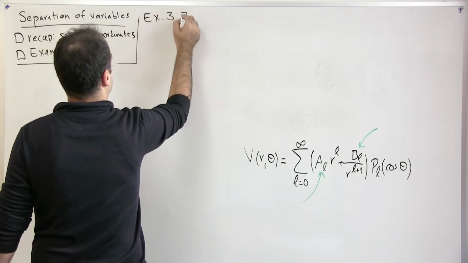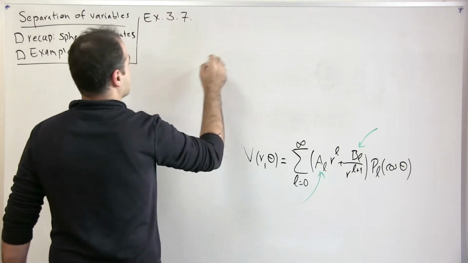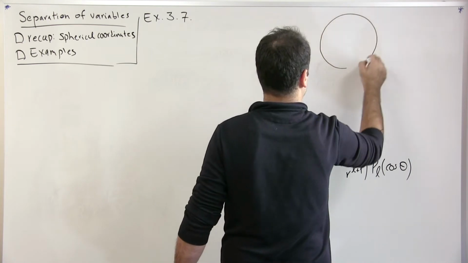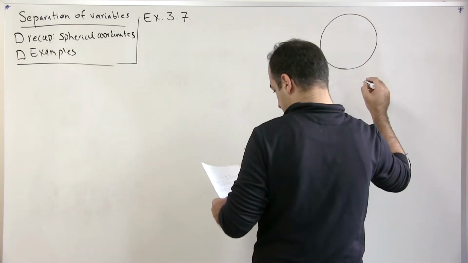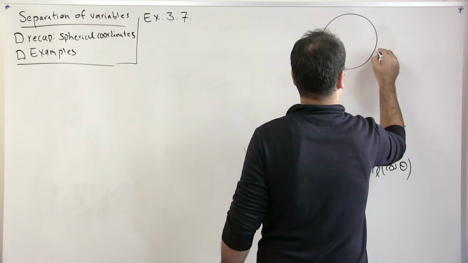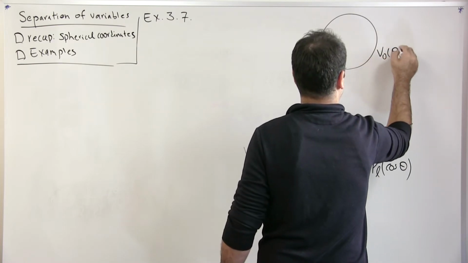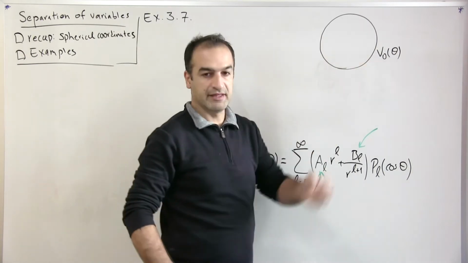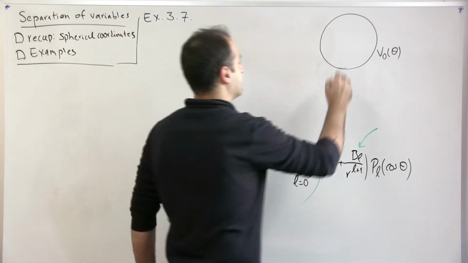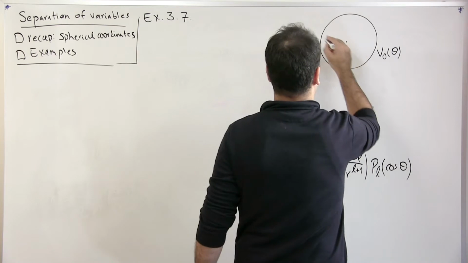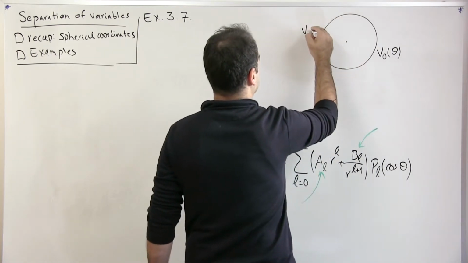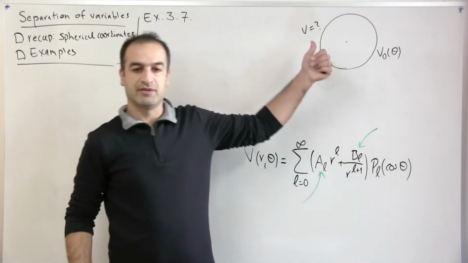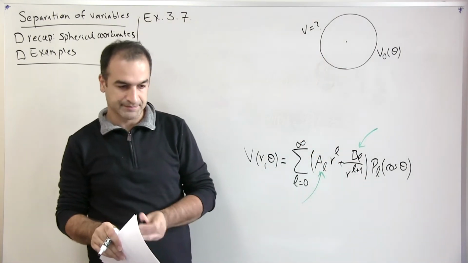So example 3.7, which says we have a sphere and potential is specified on the surface of the sphere in terms of V0 of theta. And the question is, what is the potential outside this sphere? Okay, so this is the question. Previously, we looked at the potential inside the sphere, right?